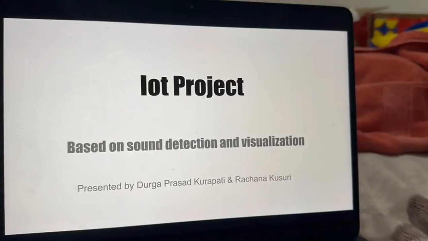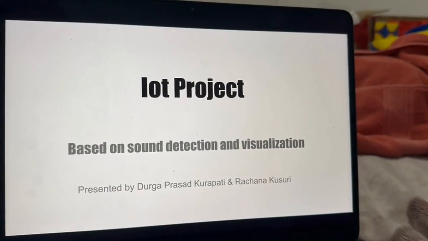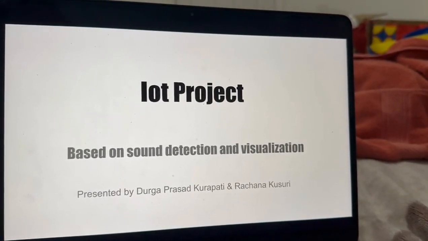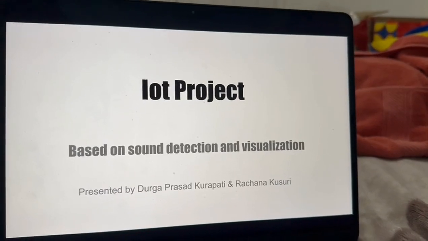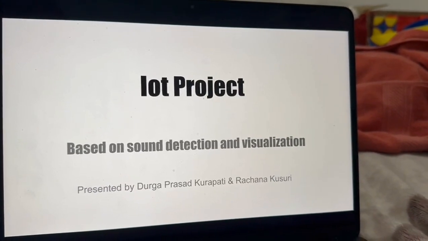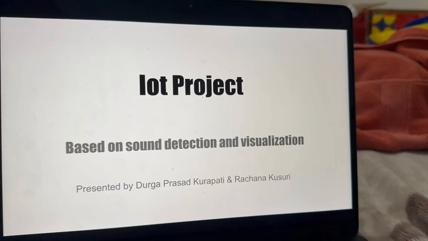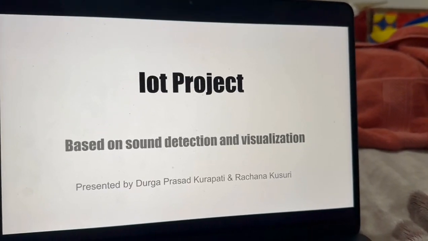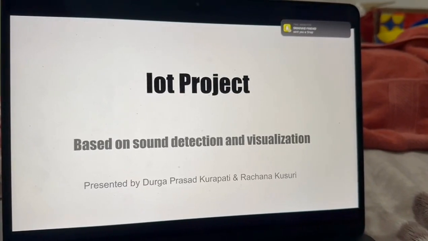Good evening everyone. So today I am going to present our IoT project that focuses on capturing and visualizing the sound intensity using ESP32 microcontroller. We are presented by Durga Prasad and Rachna. So let's start our project.